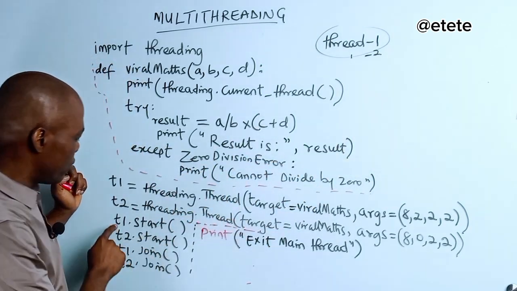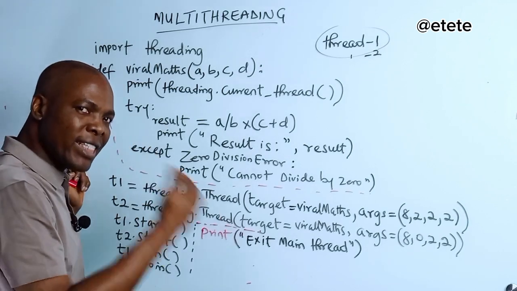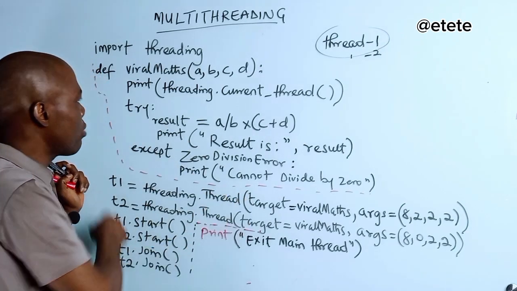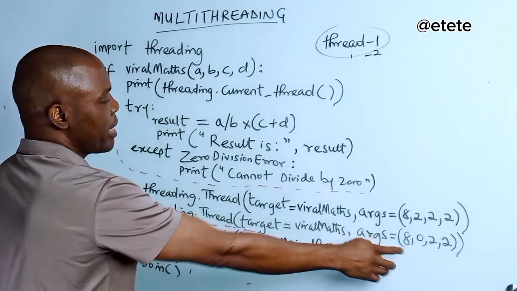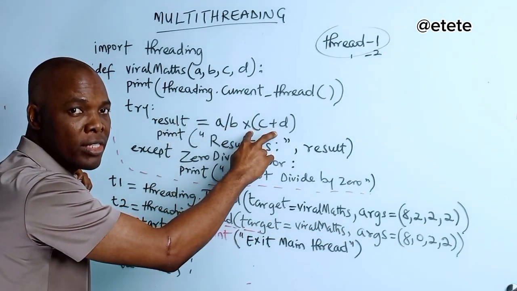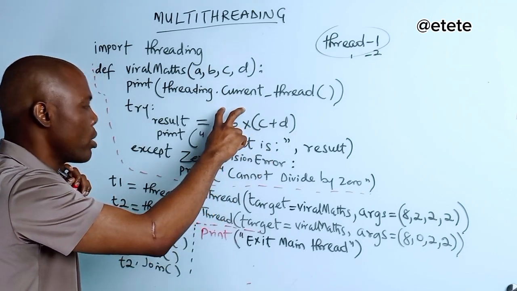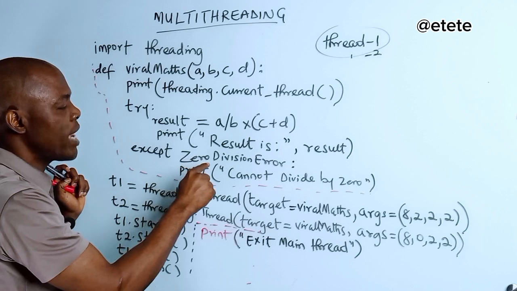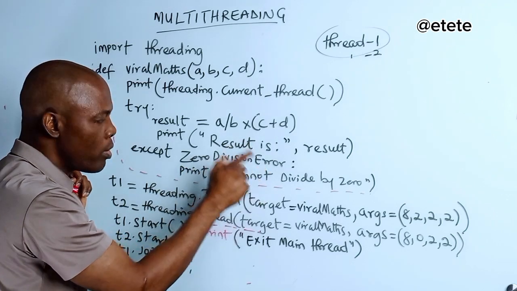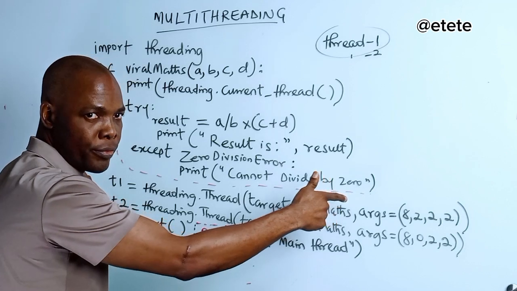This second thread, which is what? Thread 2, also has started at the same time. So this one will come, supplying these parameters to this. Then when it goes in, it will carry out this arithmetic. This calculation will throw you an error. So it will come here and it will catch it, zero division error. Once it catches that error, it will print out cannot divide by 0.